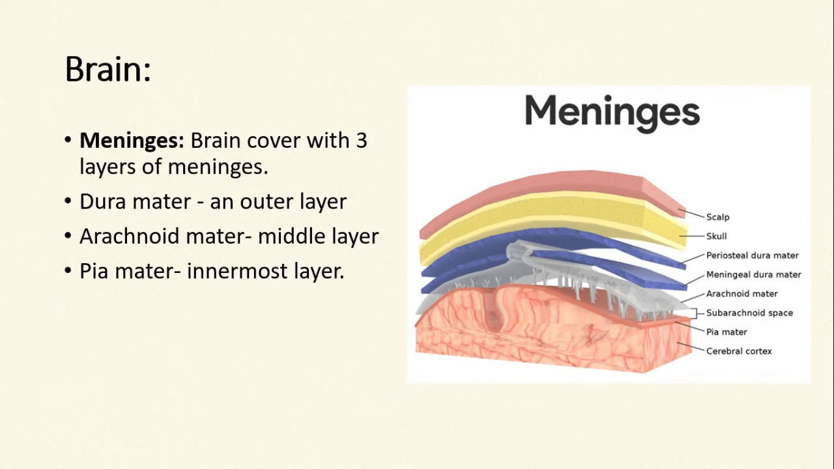The brain is covered with meninges, which has three layers: the dura mater, which is the outer layer, the arachnoid mater, which is the middle layer, and the pia mater, which is the innermost layer. Together, they form a shield or cover on the brain that protects it from any physical injury or any outside antigen.